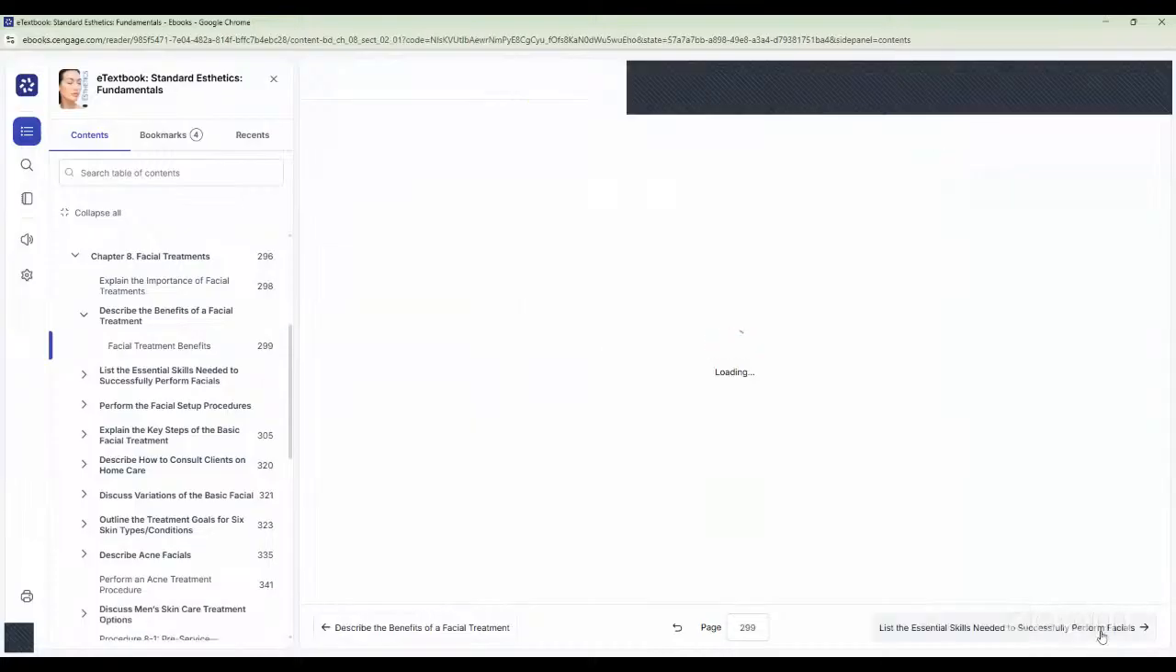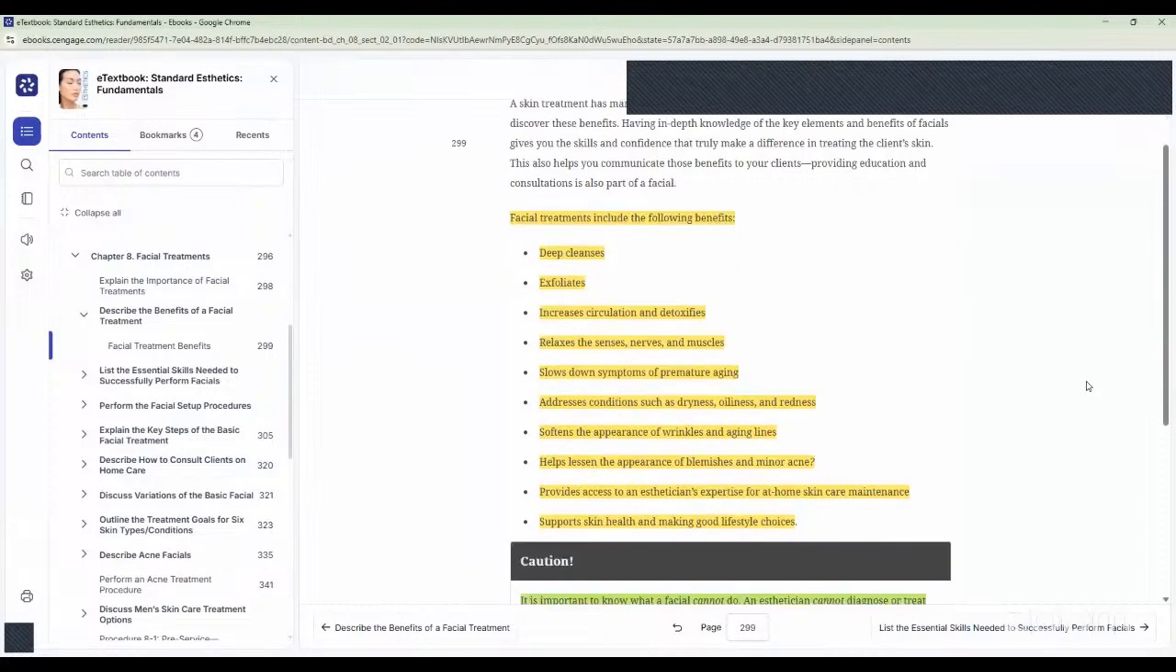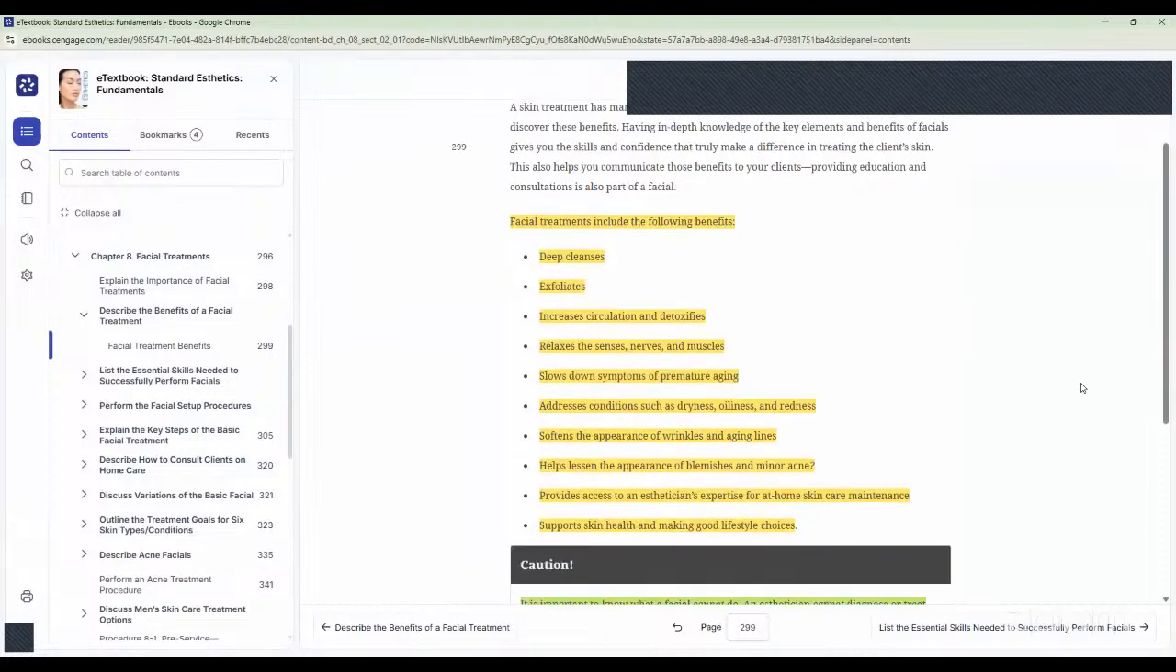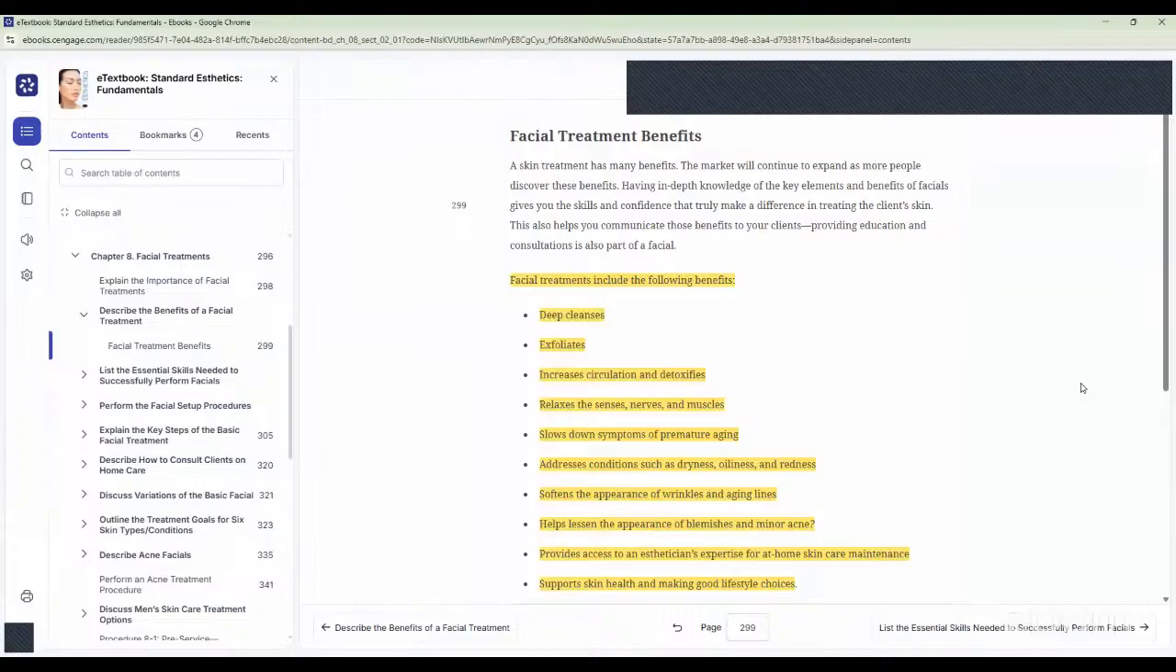Now, let's take a close look at the benefits. We have a number of benefits, but I want you to memorize the beginning three. Because when you're introducing yourself and you tell them who you are, where you're from, and what you do, and then someone says, so what is an esthetician?